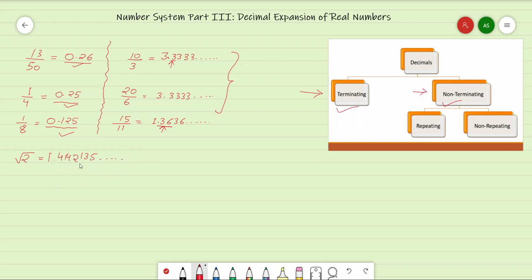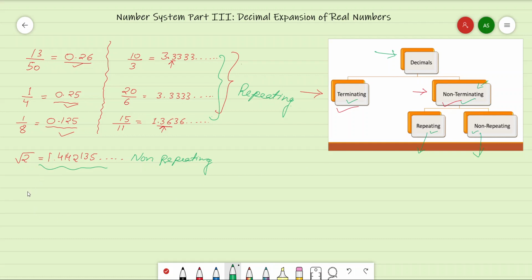When you find a few more digits after it, you will find that no digit or group of digits is repeating over here. So on the basis of this, the non-terminating decimals are classified into two forms, repeating and non-repeating decimals. Over here, whichever examples were there were examples of repeating decimals, whereas this is an example of non-repeating decimals. So we have classified the decimals into two parts, terminating and non-terminating. Further, the non-terminating decimals are subdivided into two parts, repeating and non-repeating decimals.